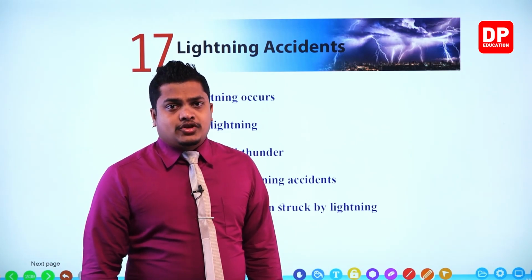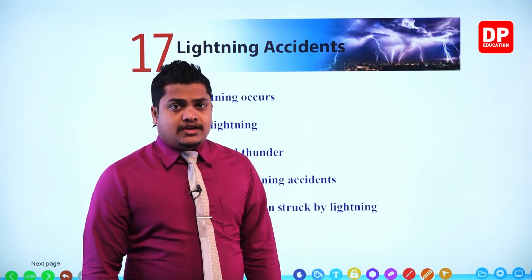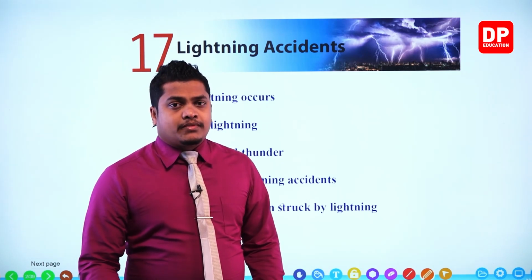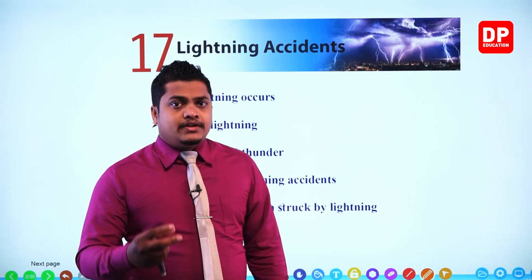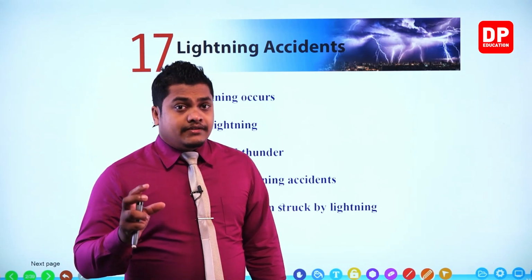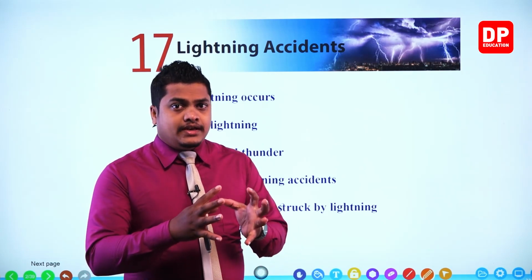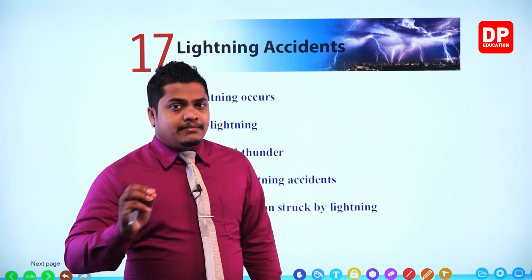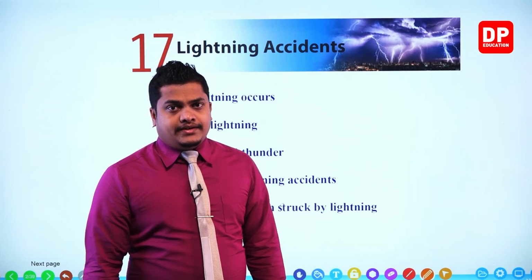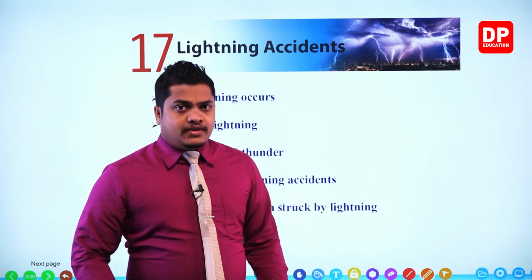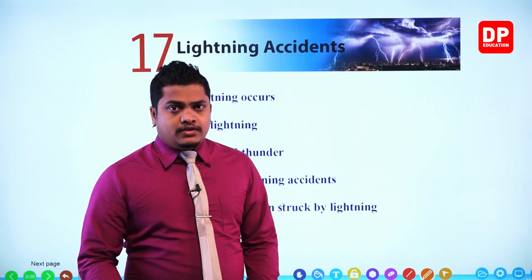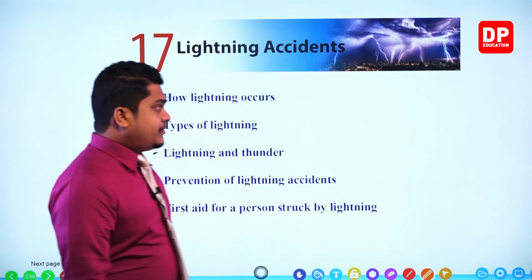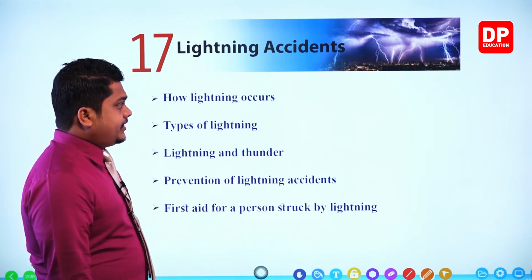A huge amount of static electrical charge can jump from cloud to cloud, from cloud to atmosphere, or from cloud to the ground. This kind of phenomenon, where electrical charge jumps from one cloud to another place, is simply referred to as the process of lightning. So my dear children, we'll first discuss in detail how lightning occurs. Then we'll move on to the types of lightning.